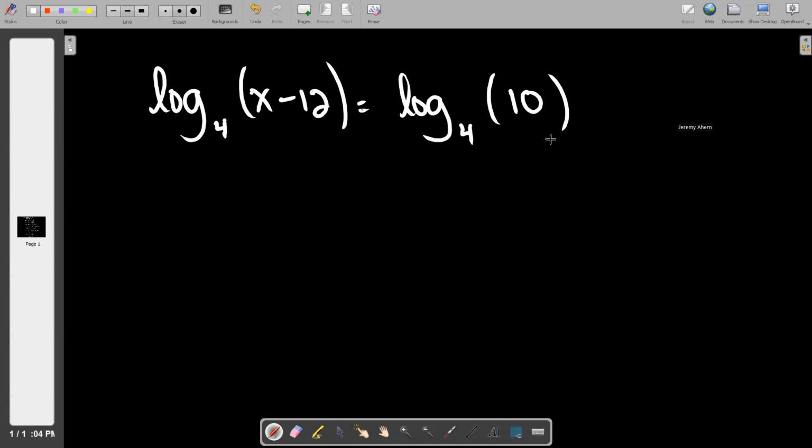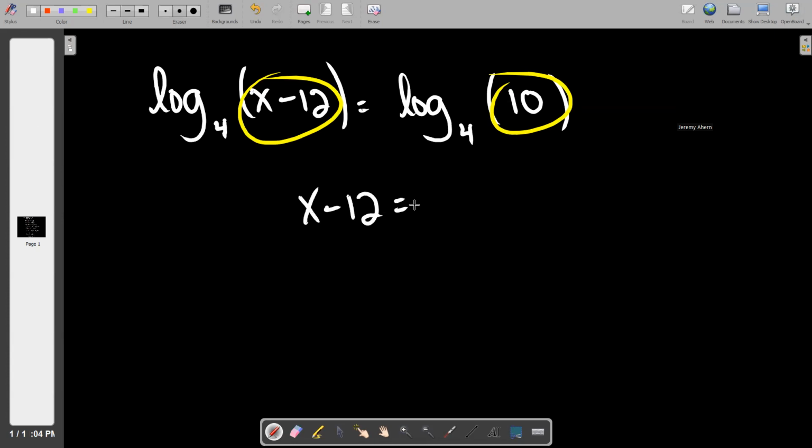the right side says some power of 4 equals 10. The bottom line then is that this yellow thing has to equal this yellow thing. Math people may not all say it, but I just say we're dropping the logs. If the left side is a logarithm and the right side is a similar logarithm, same base, you can ignore them and just take the arguments and set them equal to each other. So in a case like this, x minus 12 logically has to equal 10.